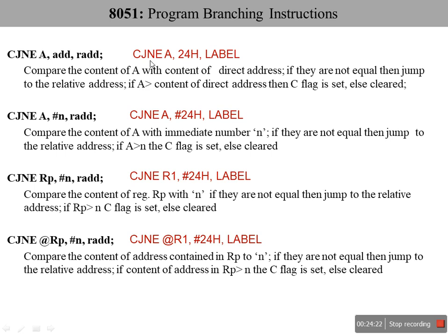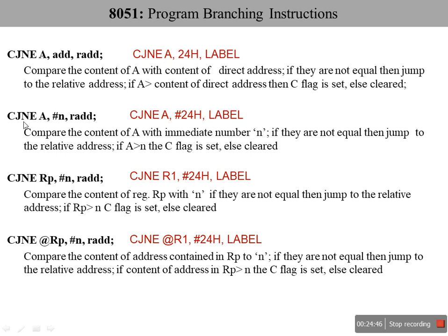For example, here CJNE A comma 24H comma label. Here the content of the accumulator and the content of the memory location specified with this address will be compared. If they are not equal, then control goes to the label given address, else the execution will continue.